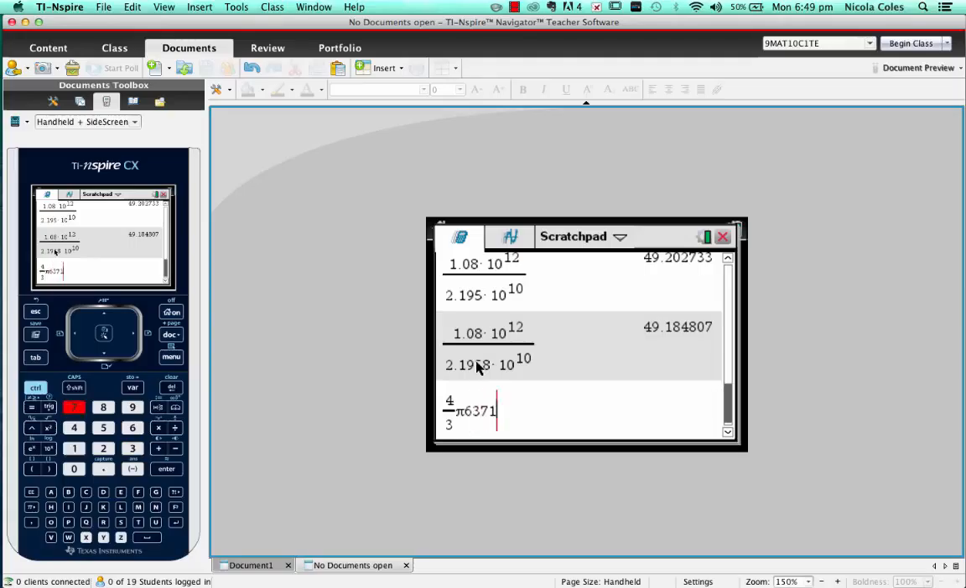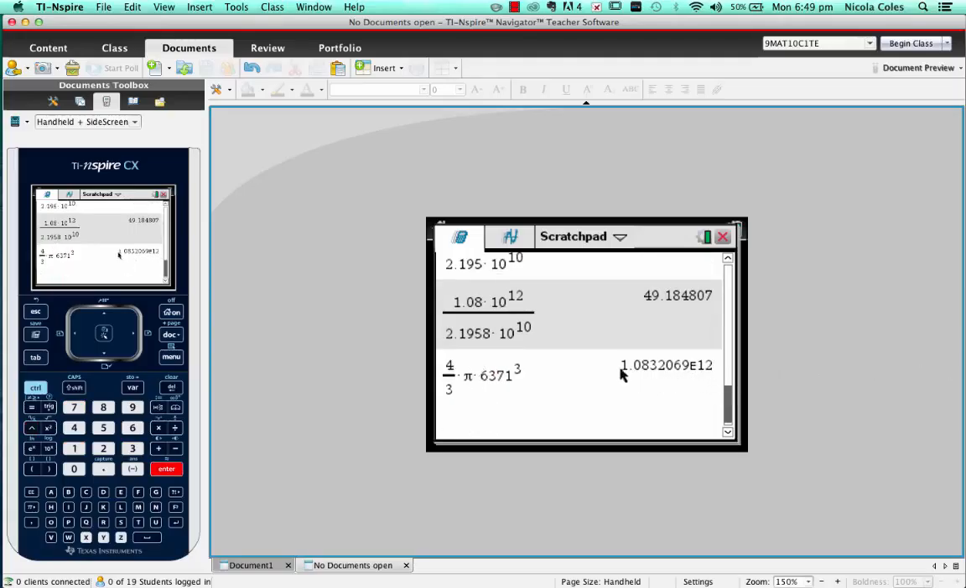6371 to the power of 3, which is 1.0832069 E12. Now this E12, the E means times 10 to the power of. So if we round this first bit to 3 significant figures, it would be 1.08 times 10 to the power of 12.